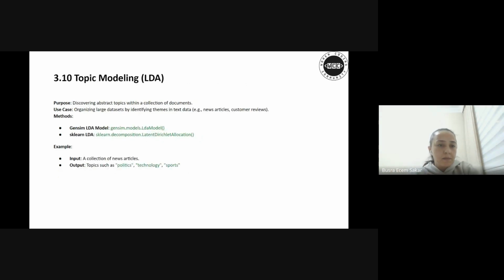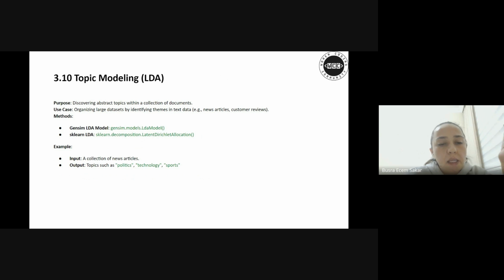And the last technique, topic modeling, LDA. The purpose of topic modeling is to discover the underlying abstract topics within a large set of documents. For example, if you have a collection of news articles, topic modeling can help you automatically discover themes like politics, technology, or sports.